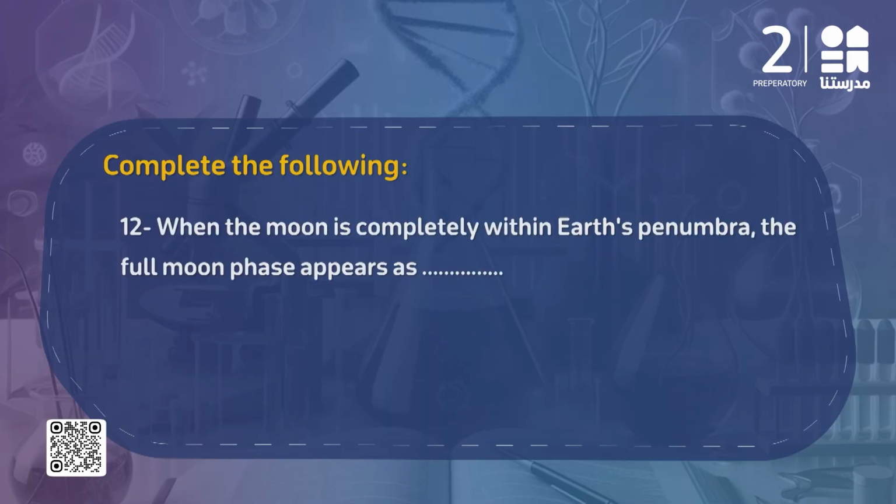Question number 12 is asking you: when the moon is completely within the Earth's umbra, the full moon phase appears as... Let's remember together the moon phases and the phenomenon of lunar eclipse. We agreed that the moon appears as a red disk when it is in the phase or phenomenon of a total lunar eclipse.